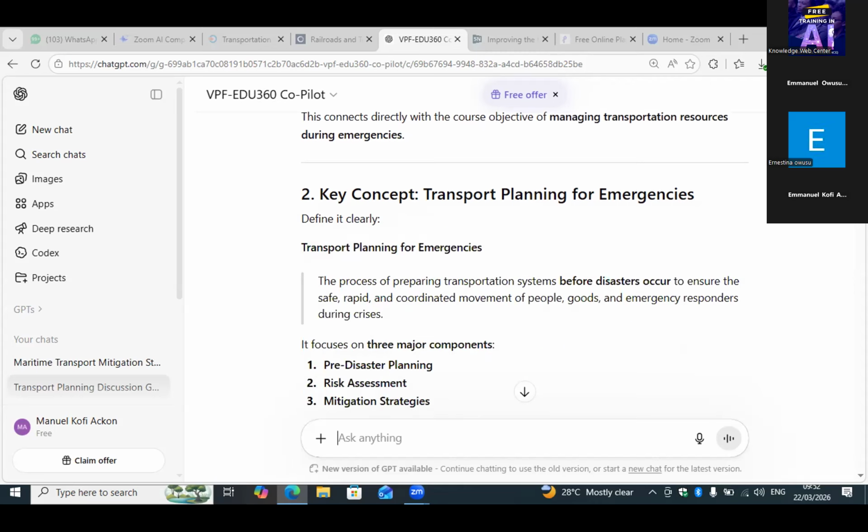2. Key concept: transport planning for emergencies. Define it clearly. Transport planning for emergencies defines it like this.